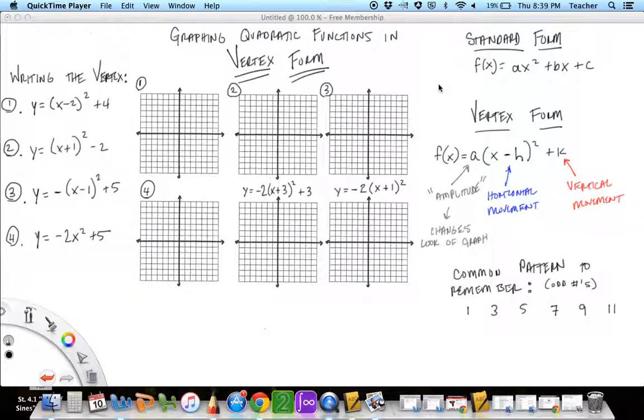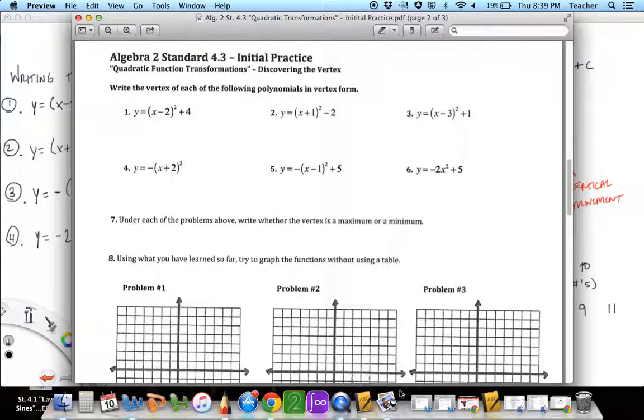Alright everybody, welcome to the video on graphing quadratic functions in vertex form. You probably have in front of you a paper that looks similar to this, and what it's asking you to do in these first directions is to write the vertex of each of the following polynomials in vertex form.